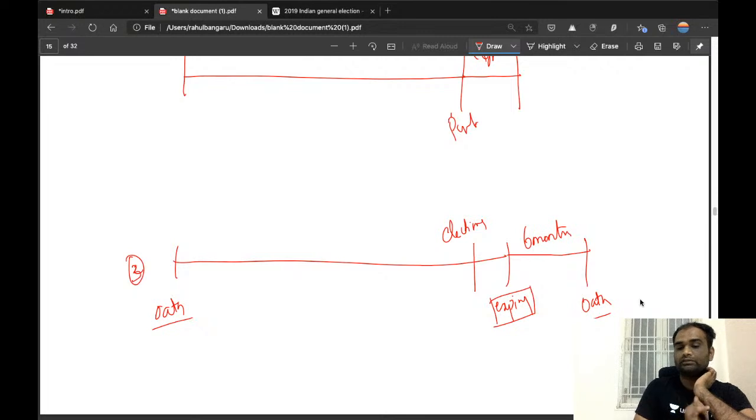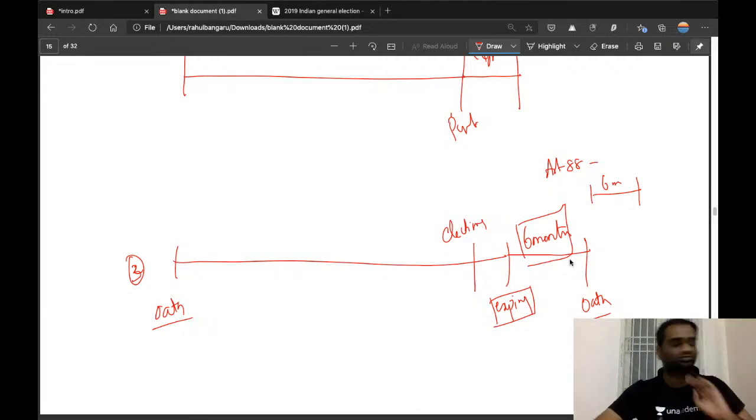Why the term of 6 months? On the expiry of the old Lok Sabha members, within 6 months, the new members must take their oath. Because according to Article 88, the maximum time difference between two parliamentary sessions must be 6 months. So that's why the time frame between the expiry and the oath should be 6 months.